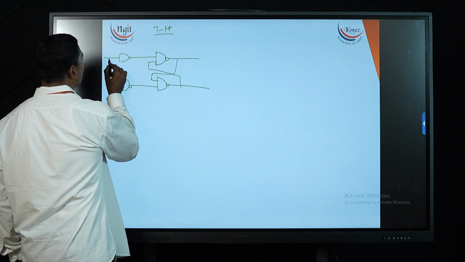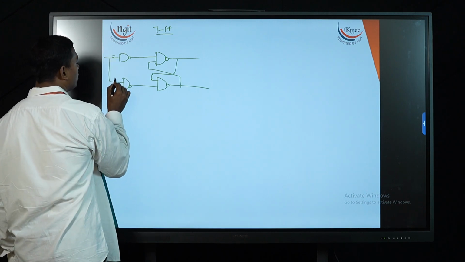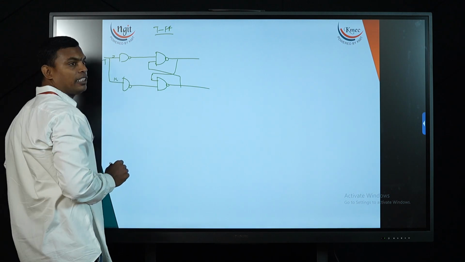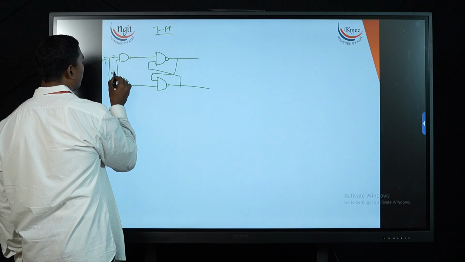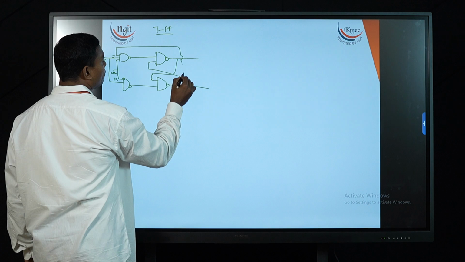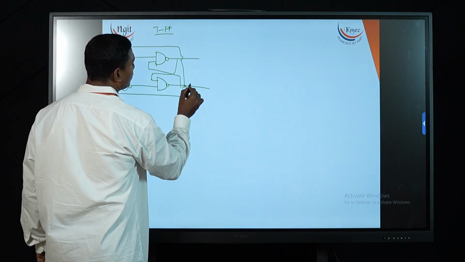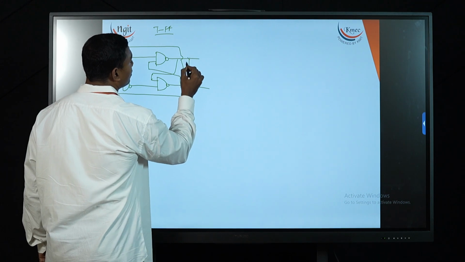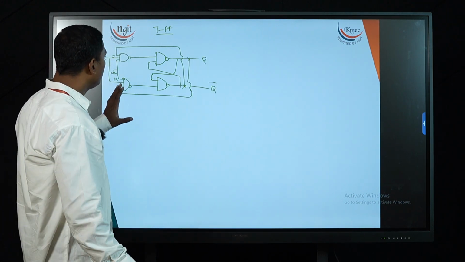So I am combining, this was J, this was K, my input here it is T here, right. A clock will be provided here, clock. This connection goes similarly to that of my previous case. This connection also goes similarly to here. So this is Q and Q bar, right. So this is T flip-flop.